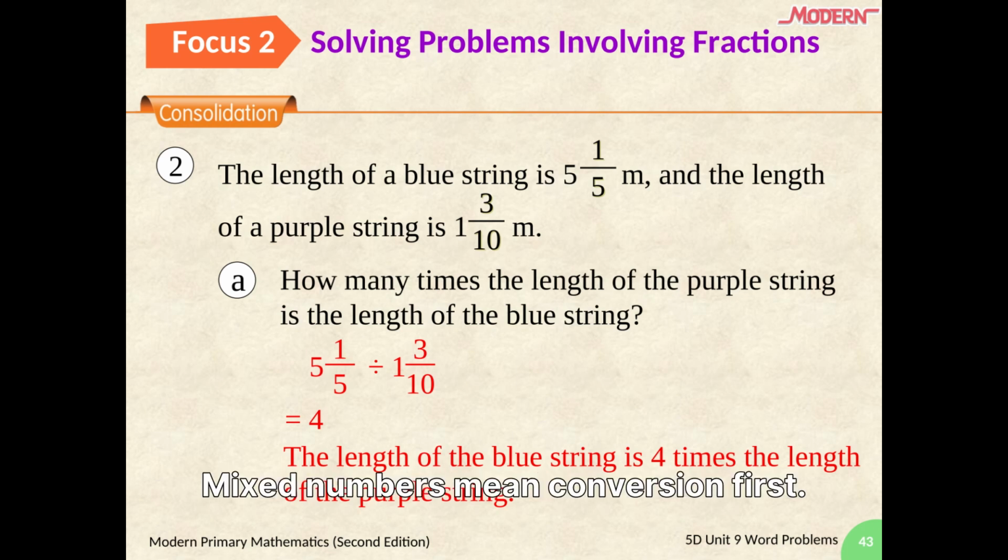Mixed numbers mean conversion first. 5 1/5 is 26/5. 1 3/10 is 13/10. So we calculate 26/5 times 10 over 13. Remember to flip. Know-how: simplify. 26 and 13 become 2 and 1. 10 and 5 become 2 and 1. 2 times 2 equals 4. The blue string is 4 times as long.